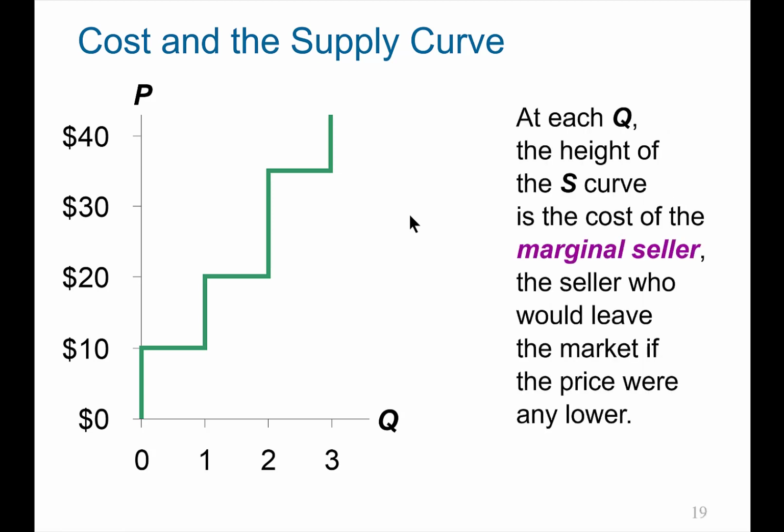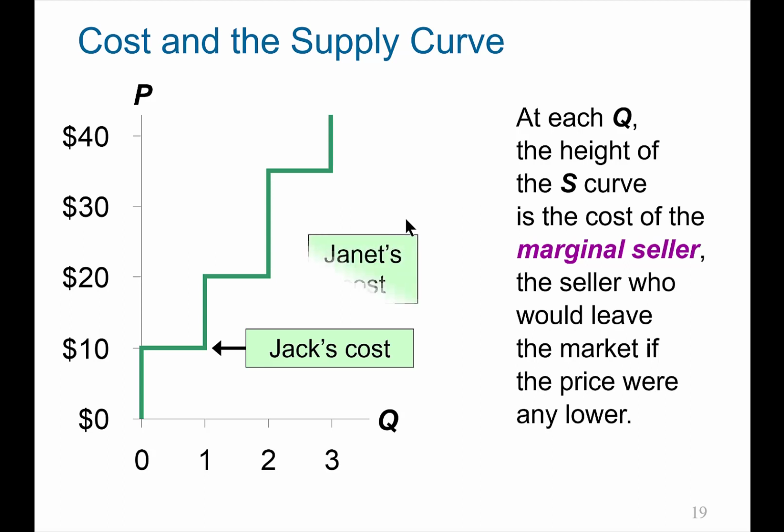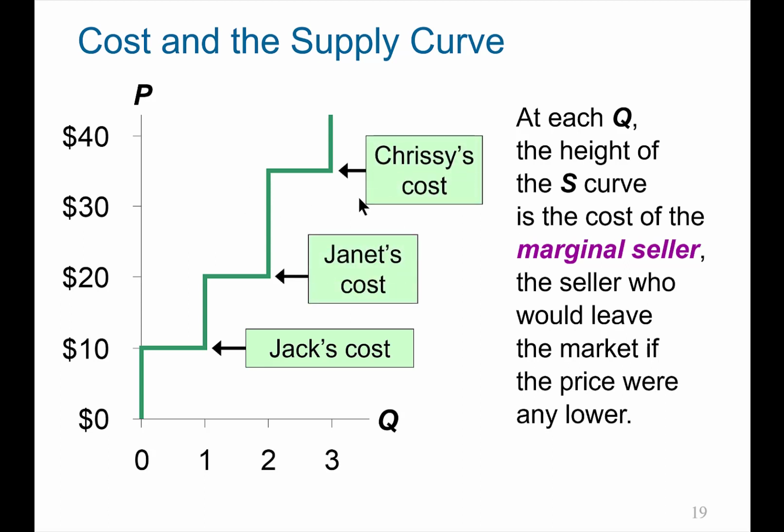So we see their levels here for the marginal seller. There's Jack's cost, there's Janet's cost, and there's Chrissy's cost, right? Where that denotes their indifference. Chrissy's indifferent between joining them at 35, not joining them at 35, so we have 2 quantity supplied, or joining them, so we have 3. But if the price goes above 35, she is not indifferent. She is definitely in. Okay.